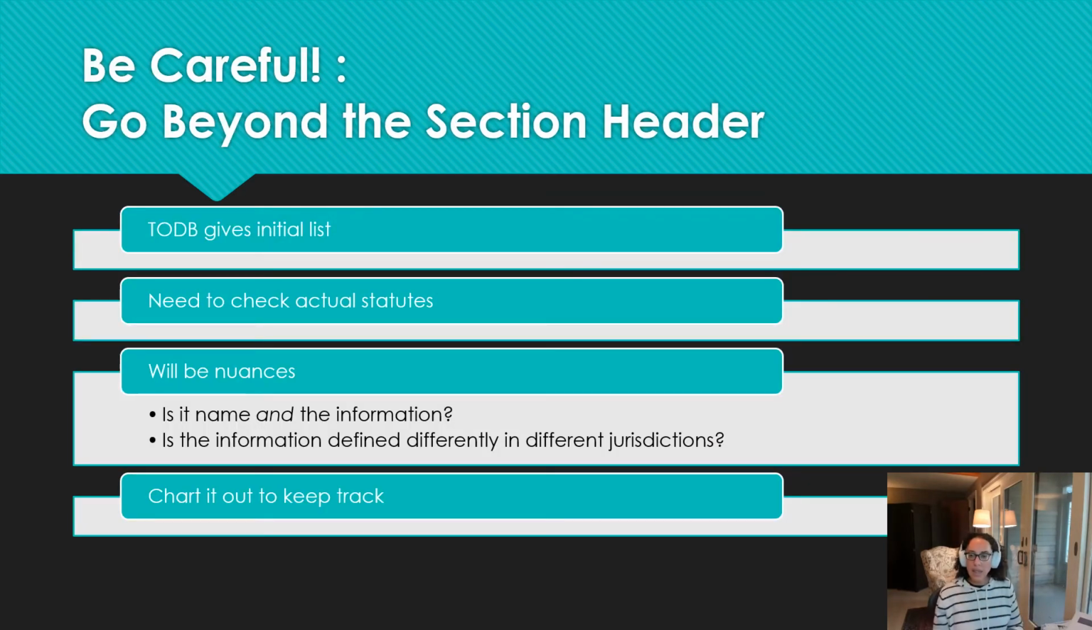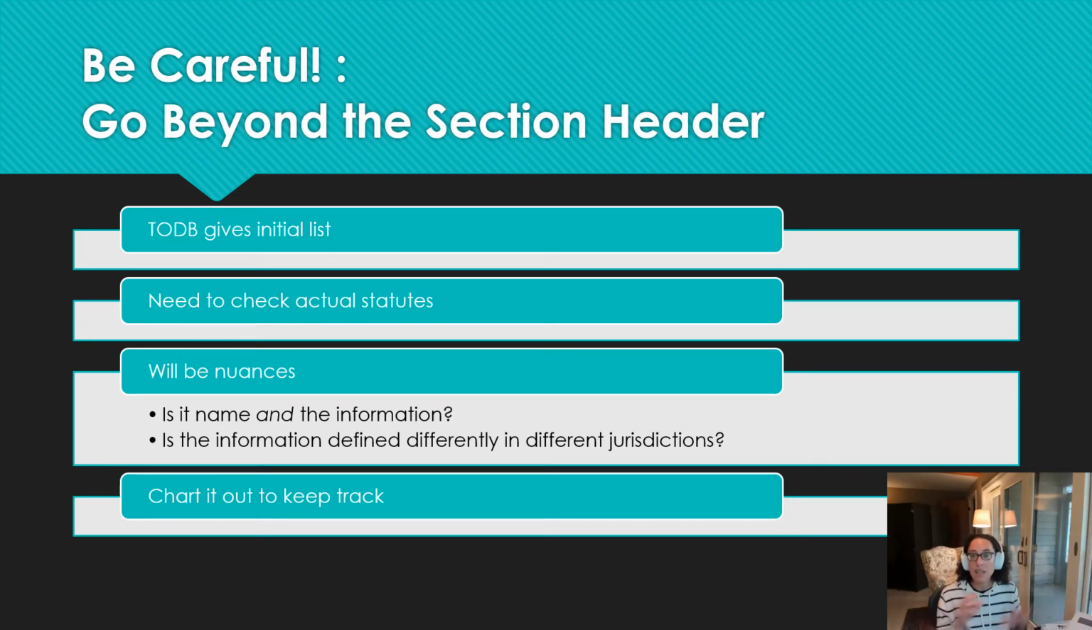But be really careful when you're looking at these. This is where your charting skills are going to come into play. You want to go beyond just what the section header says. Social security numbers may not necessarily be triggering information, personal information that if breached would give a duty to notify. You really need to look at the section itself.